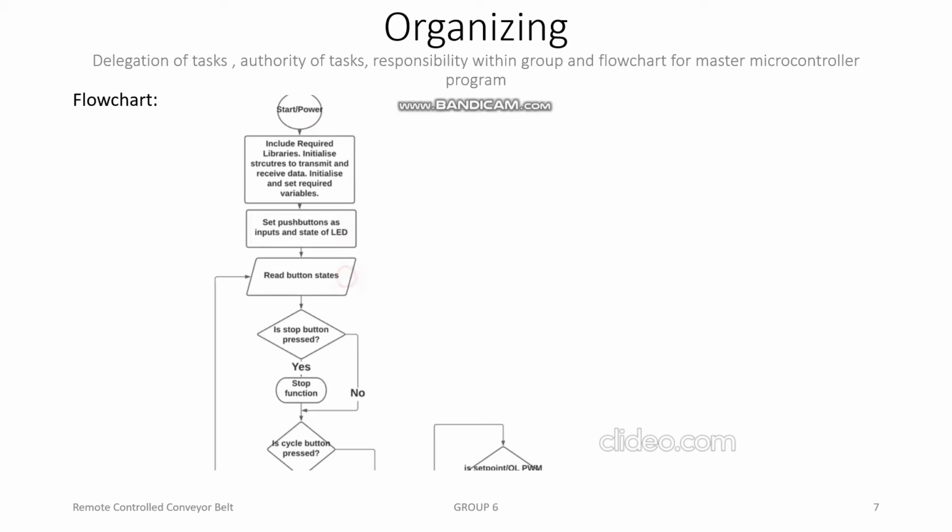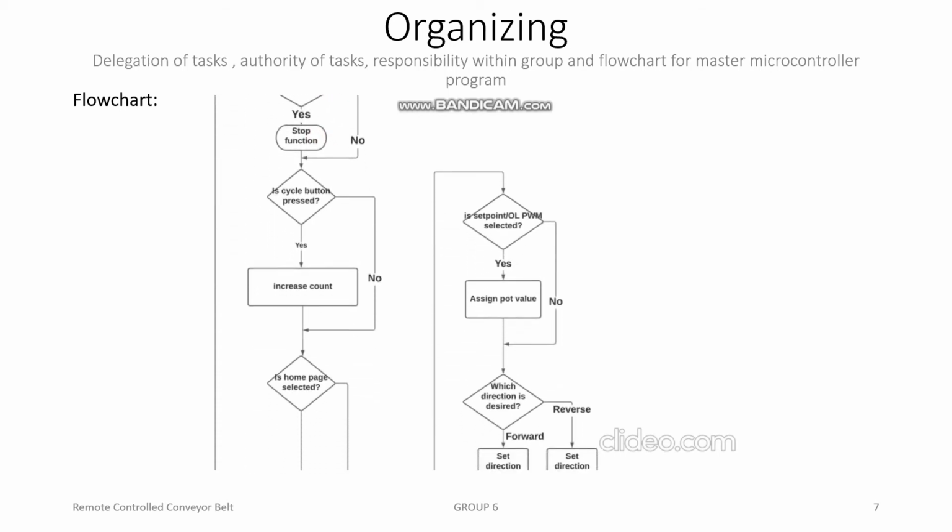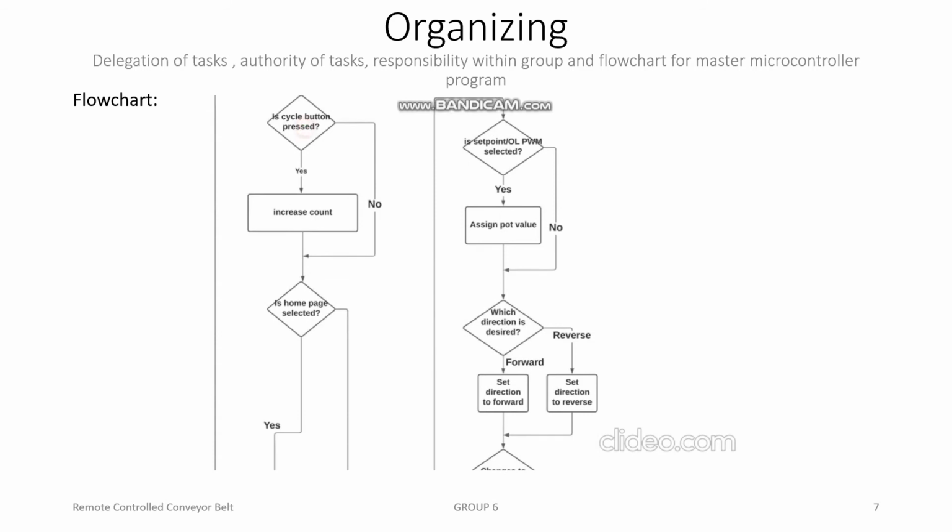The program then reads the button states of the stop button and the cycle button. If the stop button is pressed, the stop function is called and a message is sent via Bluetooth to the conveyor belt to stop the motor. If the cycle button is pressed, the count variable is incremented by 1, causing a certain input page to be viewed or the home page.